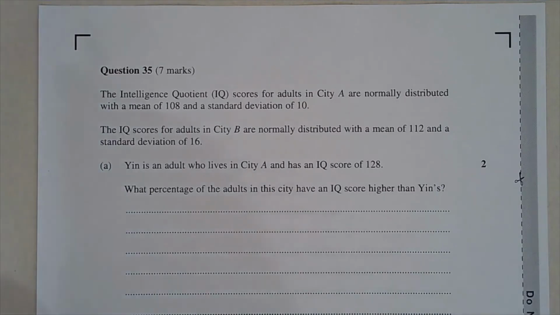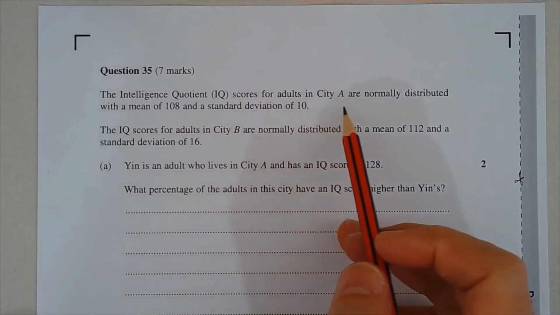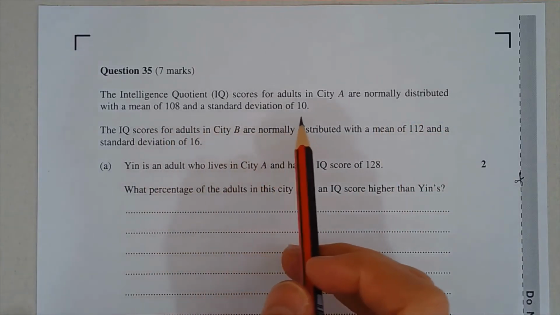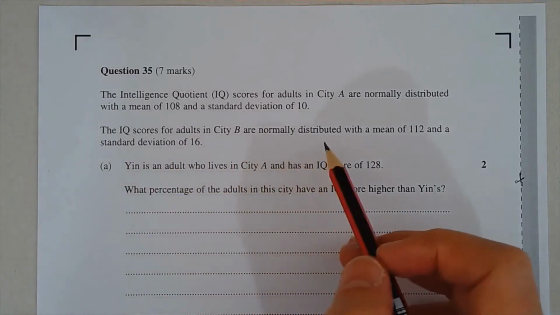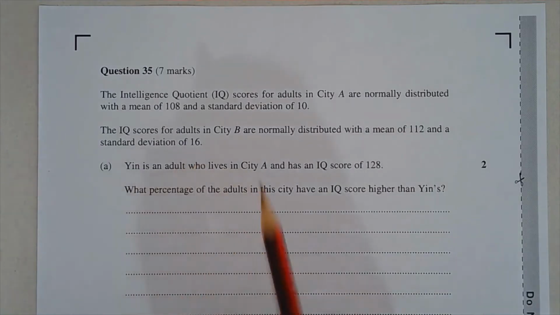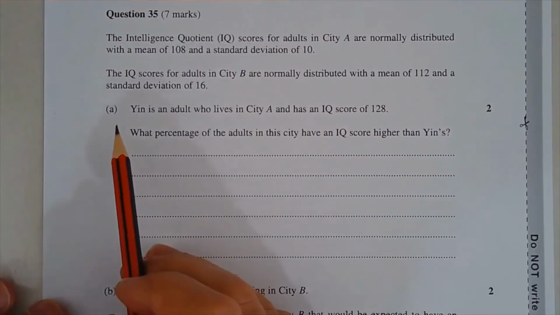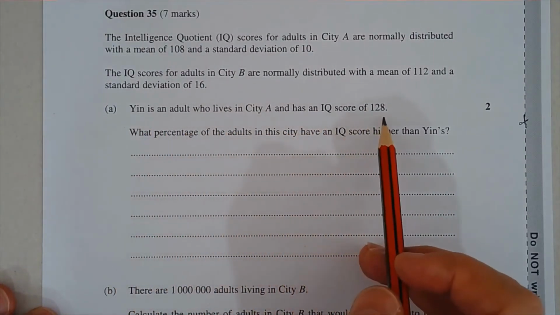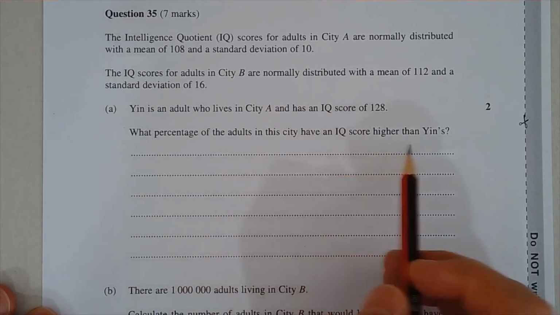Question 35. The intelligence quotient IQ scores for adults in City A are normally distributed with a mean of 108 and a standard deviation of 10. The IQ scores for adults in City B are normally distributed with a mean of 112 and a standard deviation of 16. So this question has 3 parts, so I'll just quickly go through those parts. Part A, Yin is an adult who lives in City A and has an IQ score of 128. What percentage of the adults in this city have an IQ score higher than Yin's?